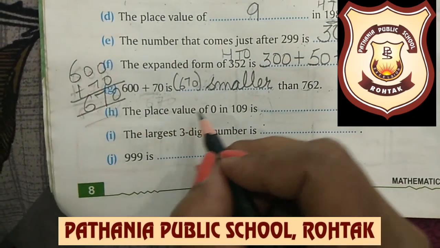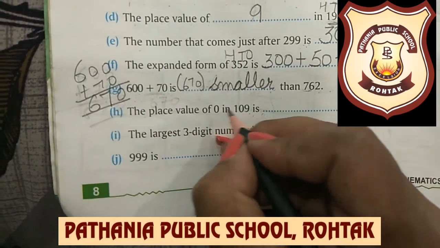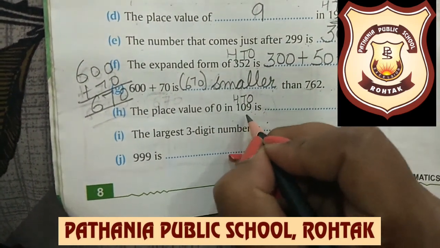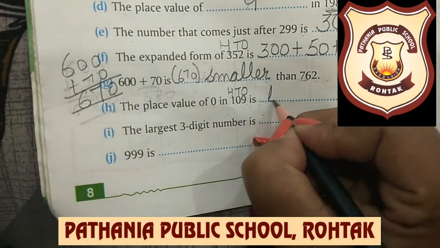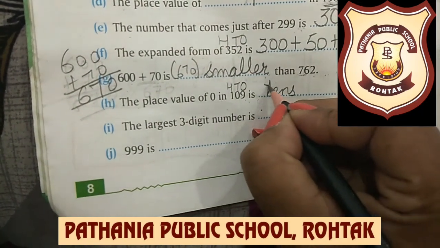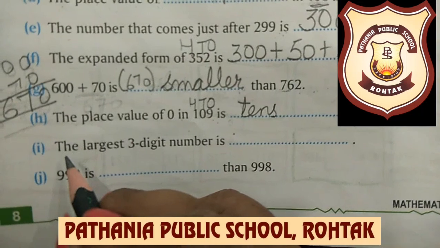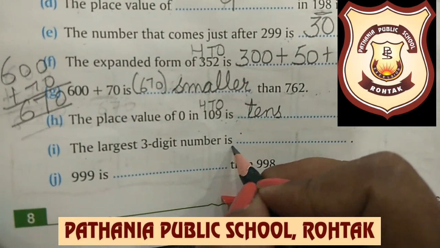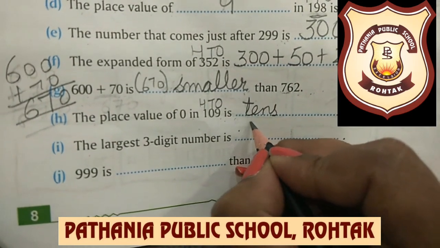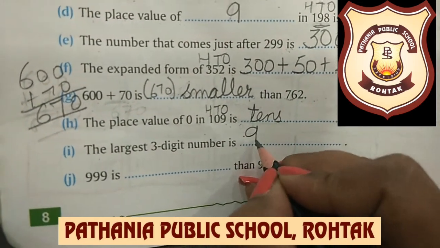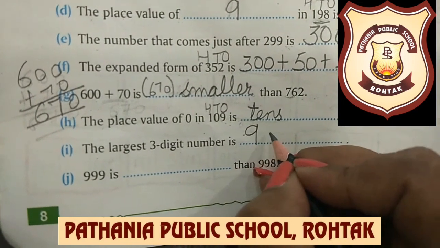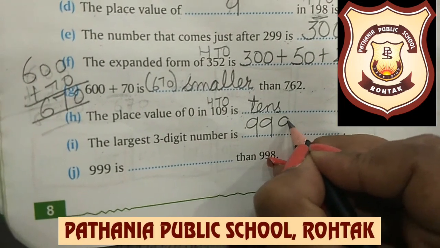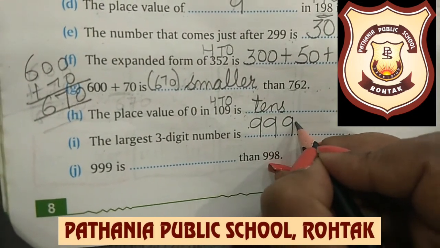Now the place value of 0 in 109 is, see again we can write here ones, tens, 100. So what is the place value of 0? Tens. So we will write tens here. Now in the I part it is asking the largest 3-digit number is. Beta, I have told you that the largest digit we have is 9. And 9 is the single largest digit number. So the 2-digit largest number will be 99 and the 3-digit largest number will be 999.